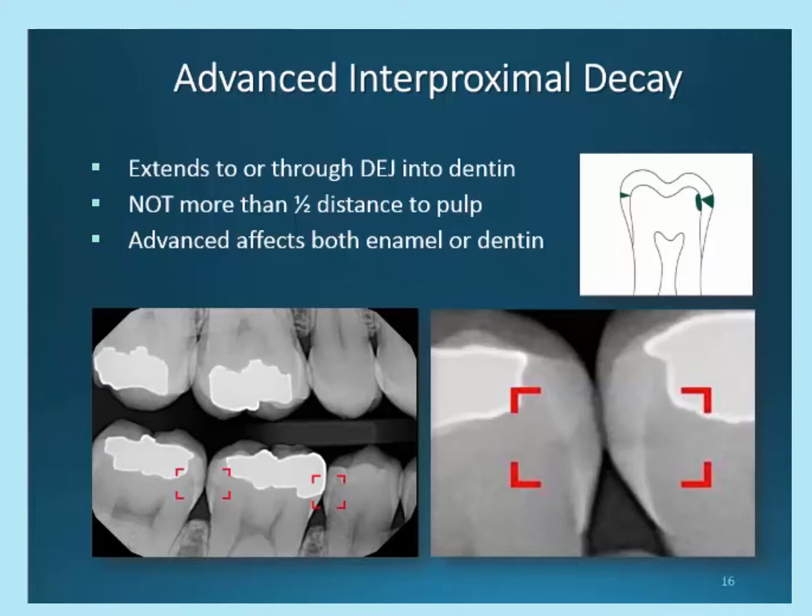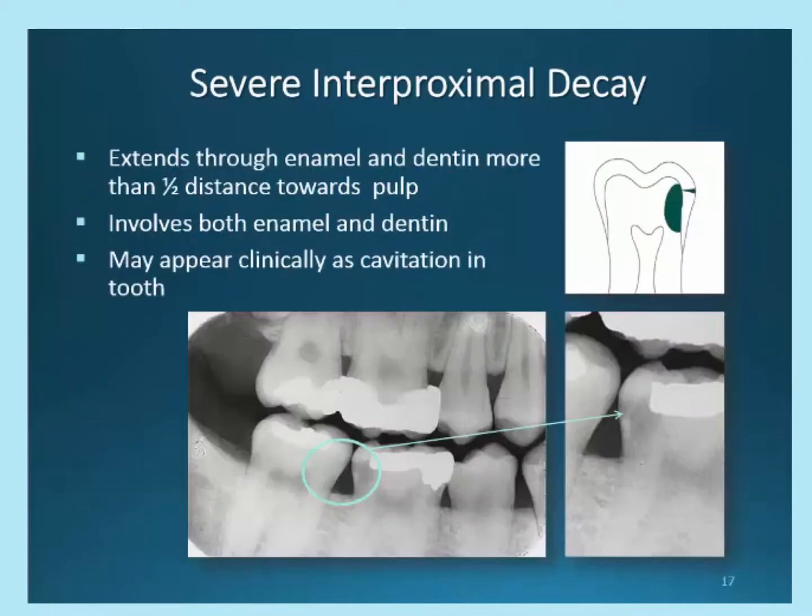Advanced interproximal decay extends through the dentin enamel junction, but not more than halfway towards the pulp. At this point, the dentin and enamel are involved in tooth destruction. Severe interproximal decay extends past the midline of the dentin towards the pulp and may have invaded the tooth pulp. This type of decay may lead to more aggressive dental restorations and fillings.